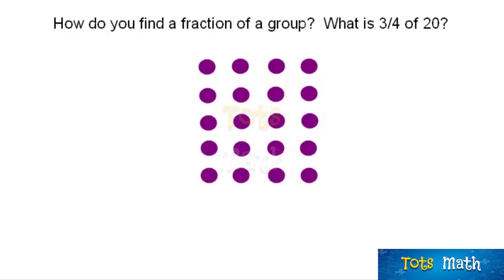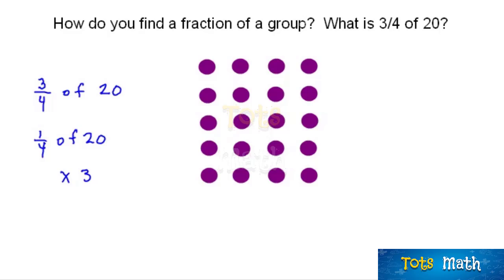How do you find a fraction of a group? For example, what is 3/4 of 20? Well, to find 3/4 of 20, what you're really doing is finding 1/4 of 20 and then multiplying that by 3. So on the screen I have 20 purple circles.